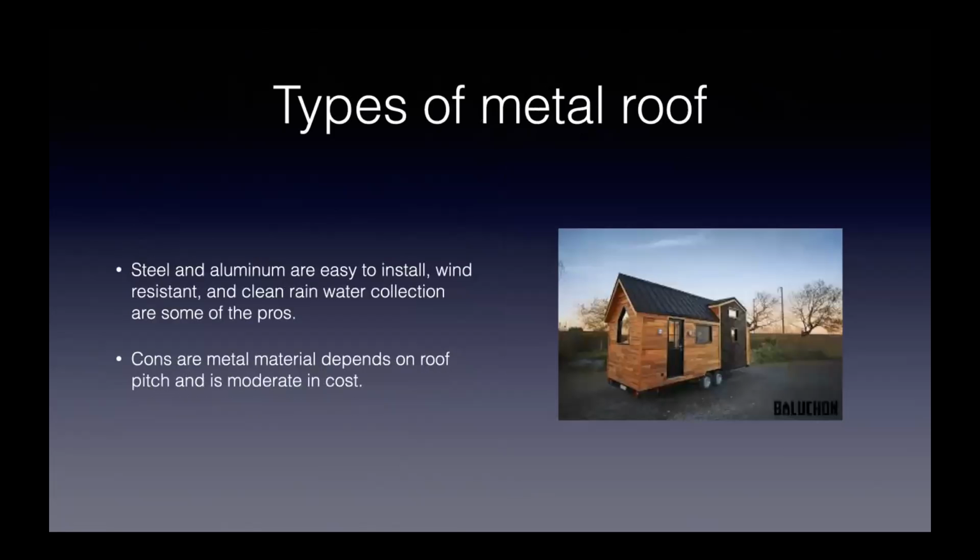And there are two types of metal roofing here, the steel and aluminum. It's really easy to install. You can collect the rainwater easily, and it's a lot cleaner too, instead of like asphalt, where you can get discolored water or get pieces of asphalt in the rainwater. And it's wind resistant as well. One of the cons is it's a little bit more pricey as well.